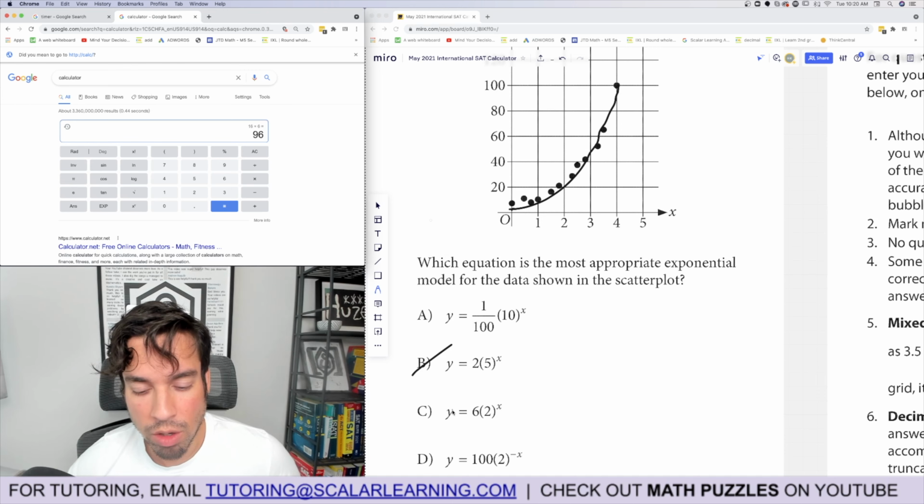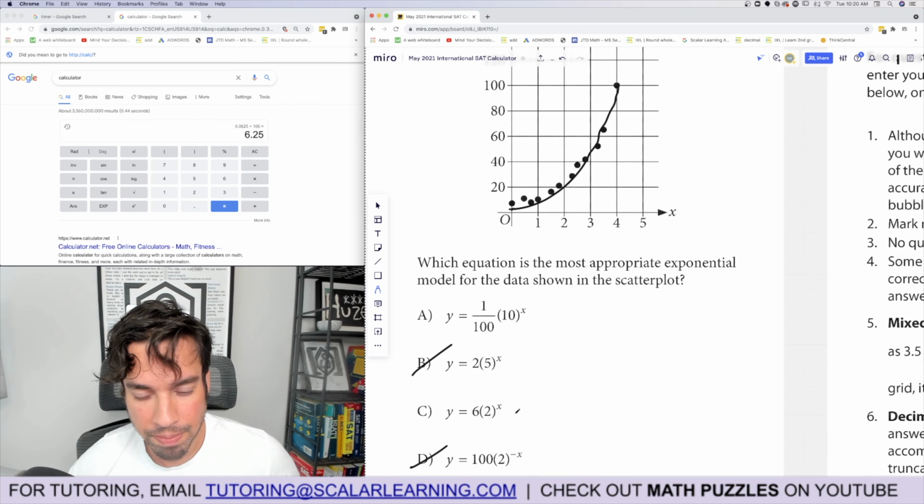Let me just see. I'll try a second value in a second. Hold on. And then this is going to be wrong because it's not going to have the right look. But let's just for fun, 2 to the negative 4th is 1/16 times 100, is totally wrong. 6.25. Okay, so we got down to these two.